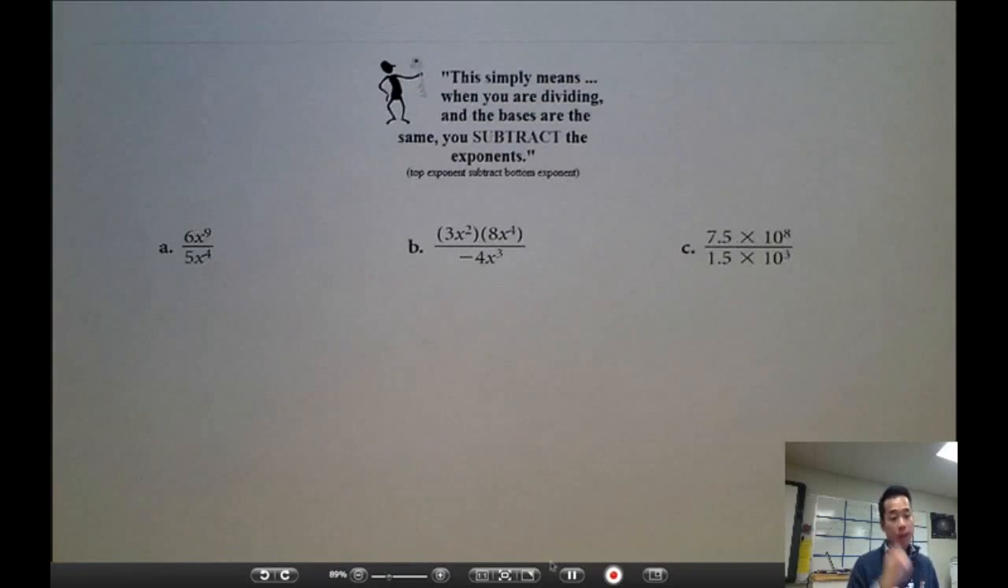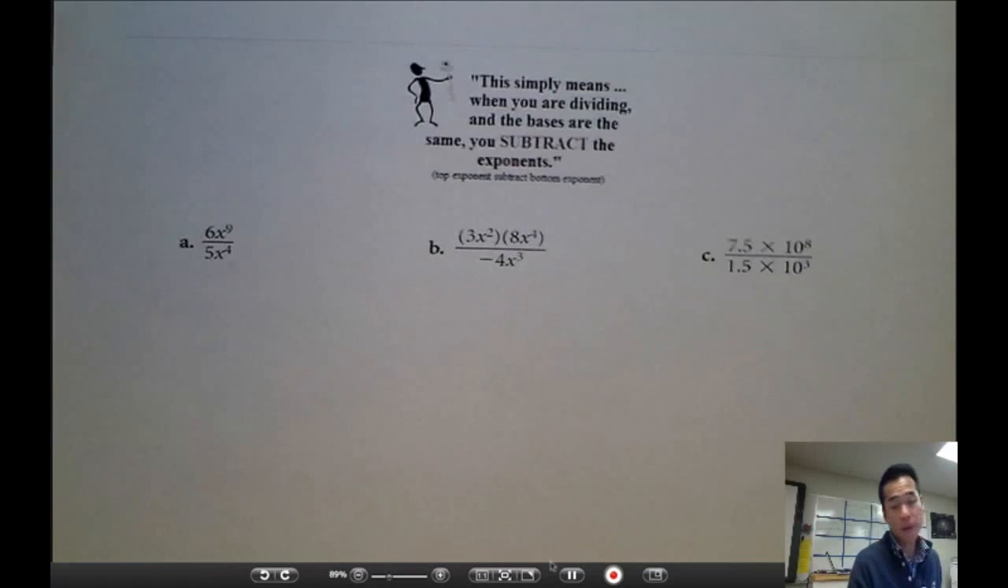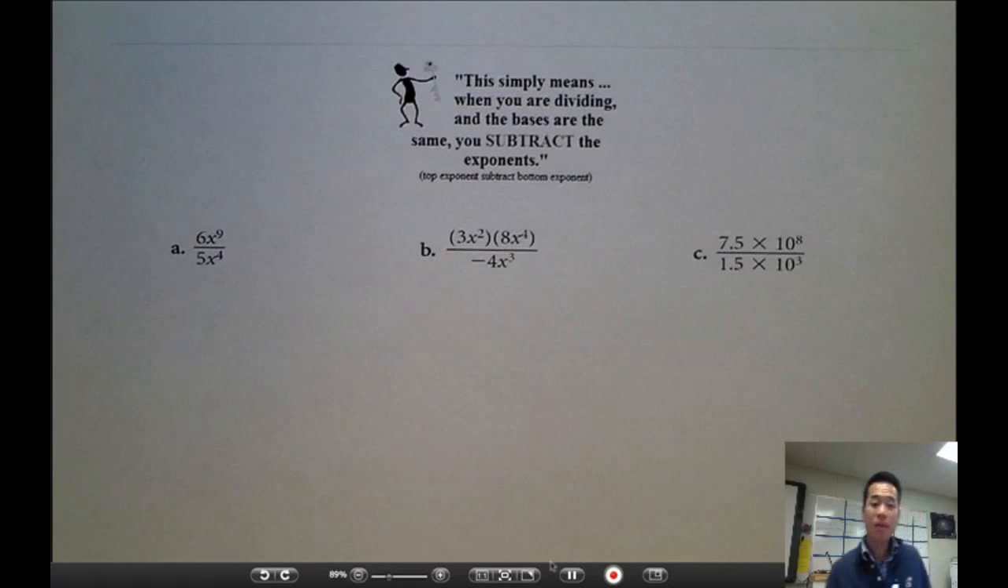Here are 3 examples that I would like you to try with the division property of exponents. Go ahead and pause the video right here. Write these 3 examples down in your notebook. Go ahead and work them out. And then when you're ready, push play and then check your answer with mine. I will go ahead and continue on.